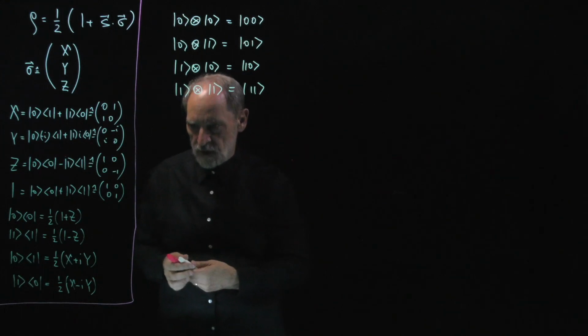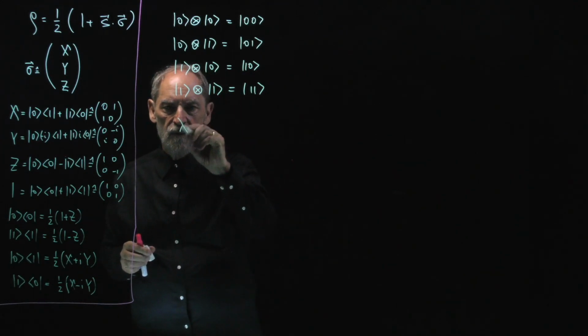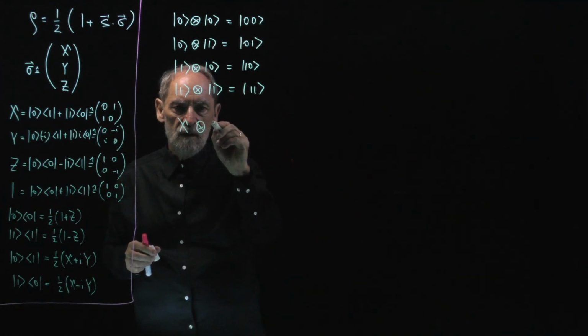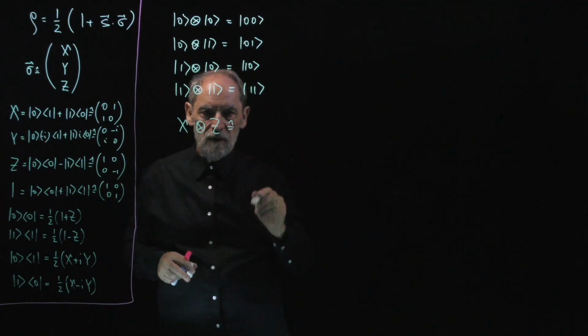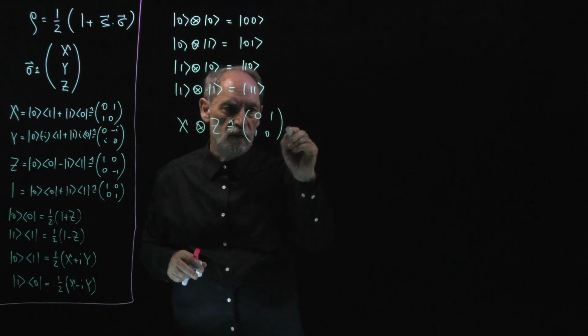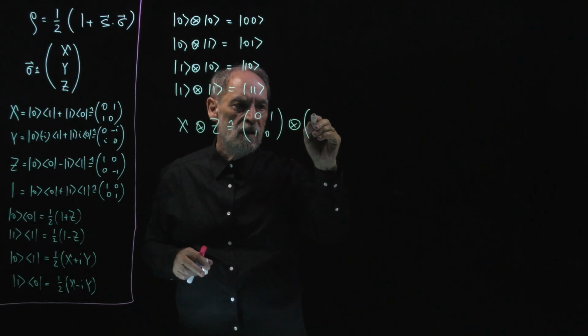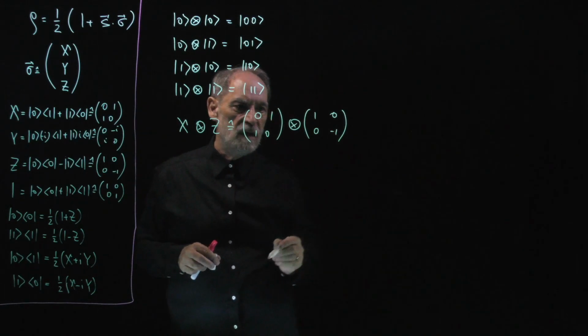and we get also tensor products of those. So for example, if I have something like x for the first qubit, tensor z for the second qubit, and we look at the matrix combination, then this is the 0, 1, 1, 0 matrix for the first qubit, tensor 1, 0, 0, minus 1 for the second qubit.